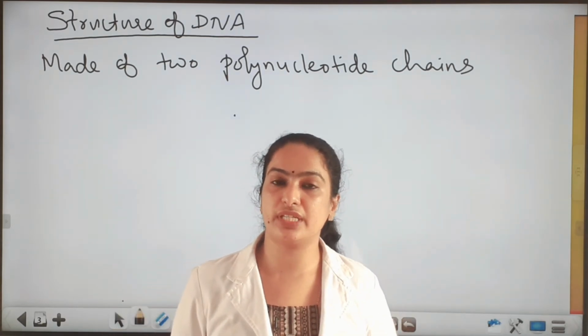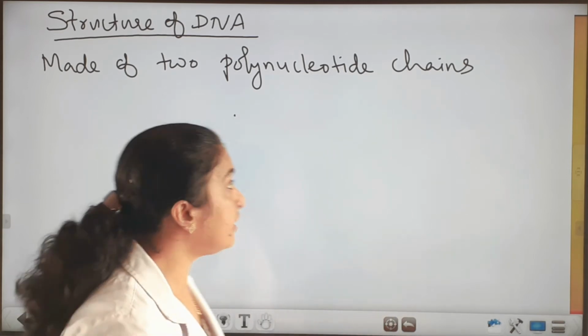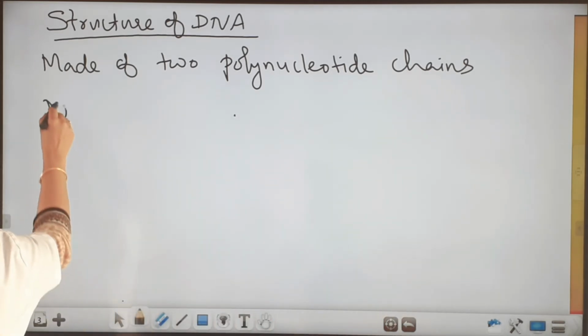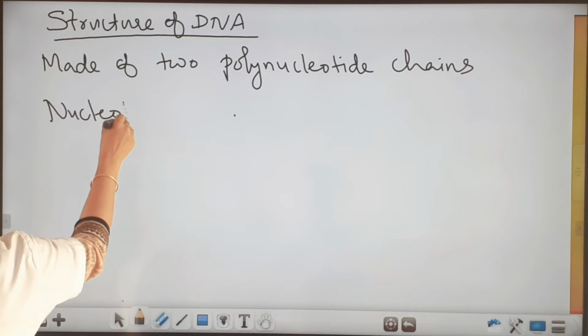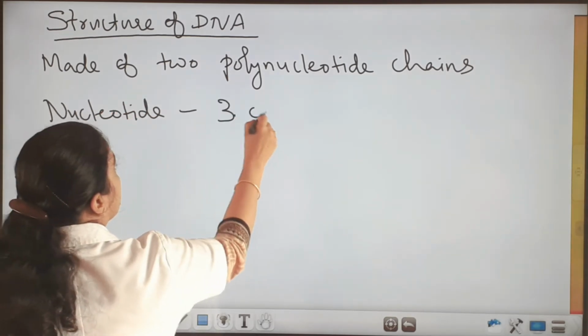How do nucleotides form? We can see. Before that, a single nucleotide consists of three components.